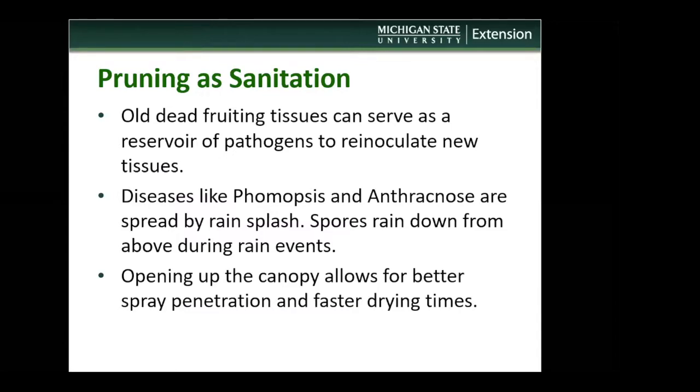So as I say, all that old dead fruiting tissue can serve as a reservoir for pathogens to reinoculate the new tissues that come out each spring. And so we have diseases here in Michigan, and I'm sure you do too, like Phomopsis and Anthracnose, that are spread by rain splash. And so if we've got old dead twigs that were killed by those diseases, they can still spread spores from those diseases. And anytime it rains, then those spores rain down on the green tissues below them. In addition to reducing the reservoir of spores, we can open that canopy up for better spray penetration, and we get faster drying time if we open the thing up.